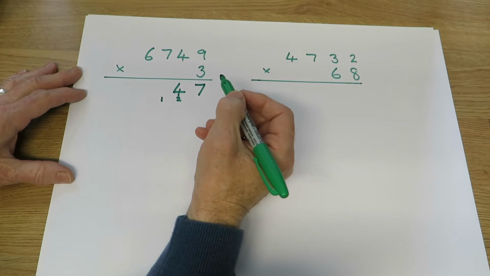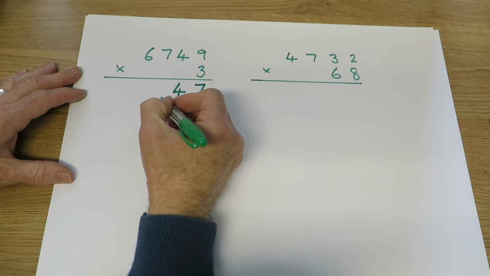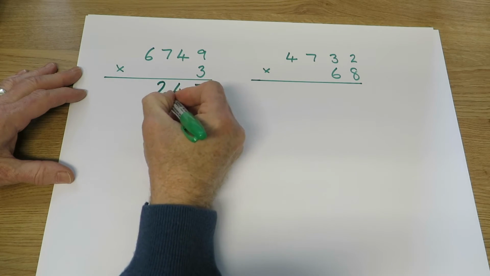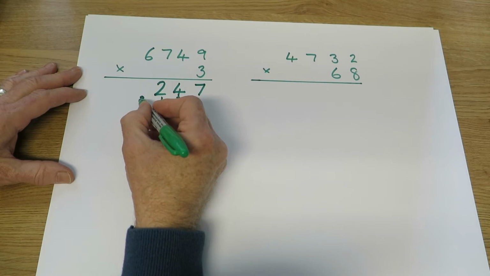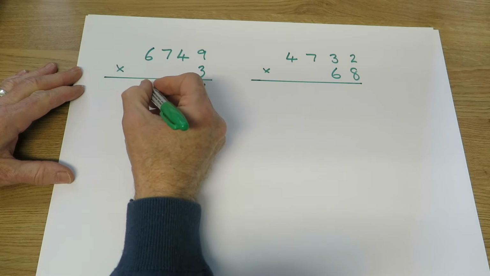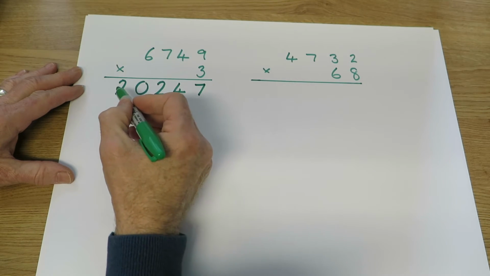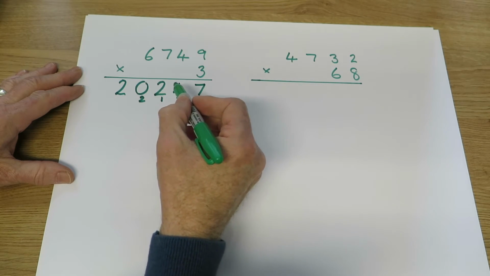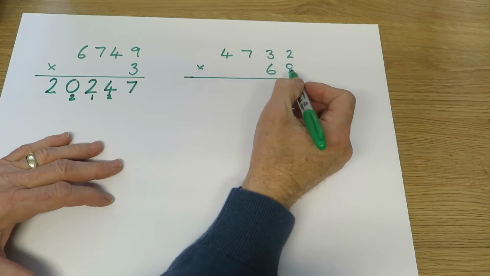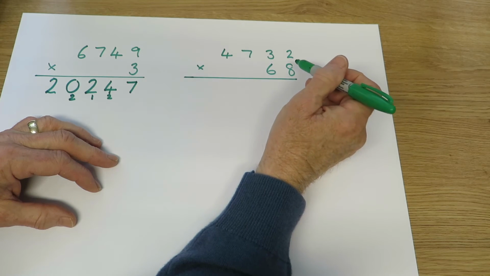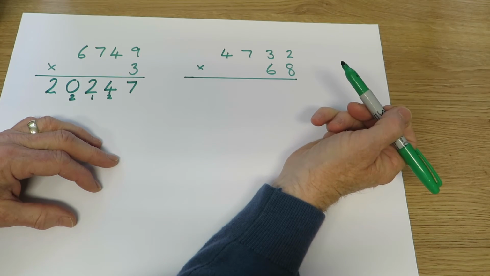7 times 3 is 21 hundreds, plus 1 more, that's 22 hundreds. 6,000 times 3, that's 18,000, plus the 2,000 we brought with us, so that's 20,000. So the answer to that question is 20,247. Looking at the long multiplication, they'll also be practicing these. Now here we always start by multiplying by the units.